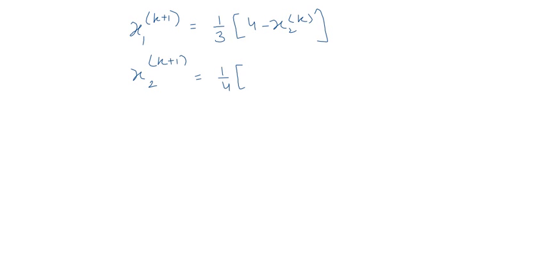Now what we are going to do is write the scheme. x1 of k plus 1 equals 1 by 3 times (4 minus x2 of k), and the other equation is x2 of k plus 1 equals 1 by 4 times (6 minus 2x1 of k). Now we can write the above equations in the following iteration scheme.